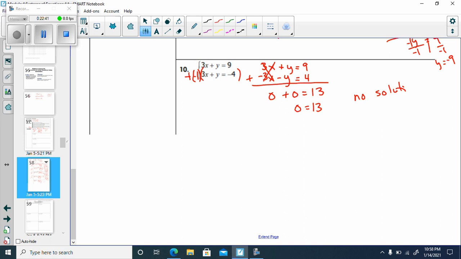Okay? Now look at our two equations. We had 3x plus y equals 9. We have 3x plus y equals negative 4. That can't happen. You can't have all of these the same and equal to two different numbers, can you? So what you have is something that has no solution. No solution means you're talking about parallel lines.